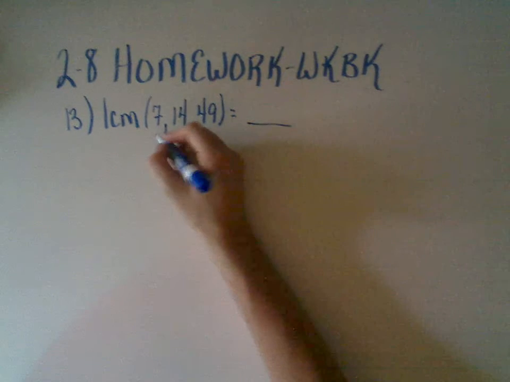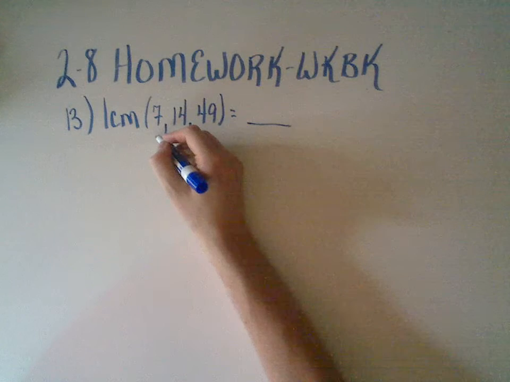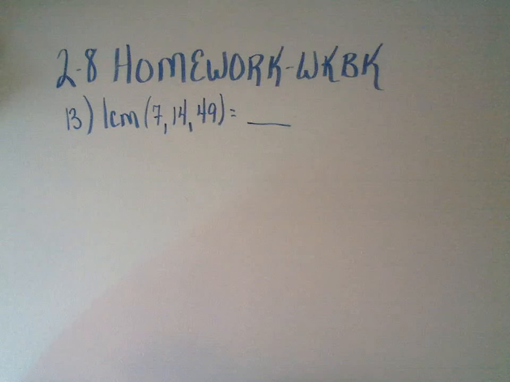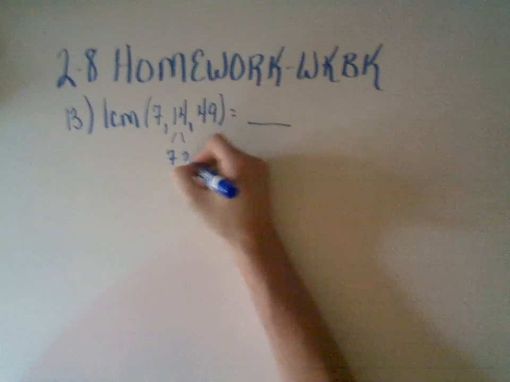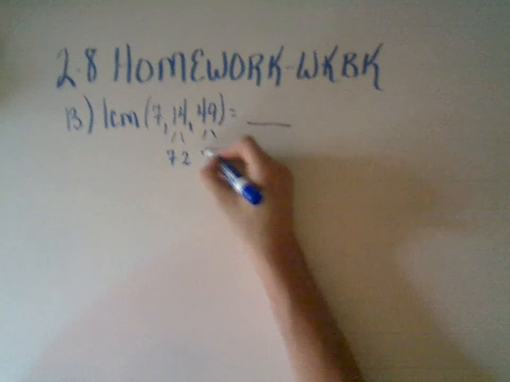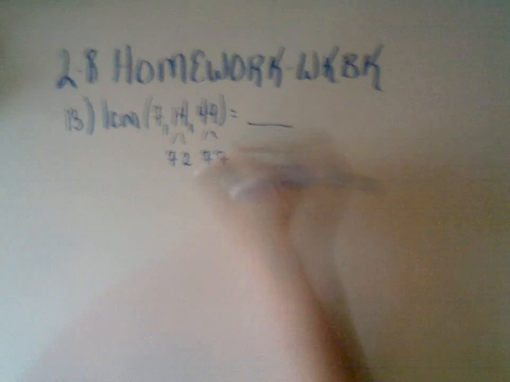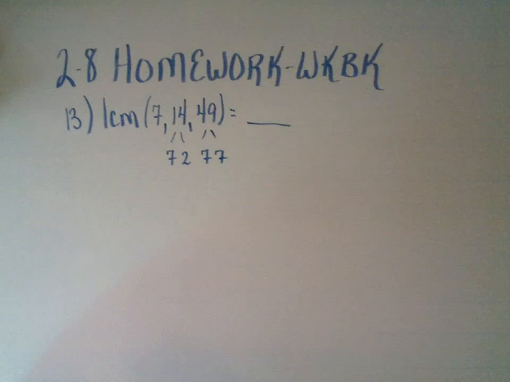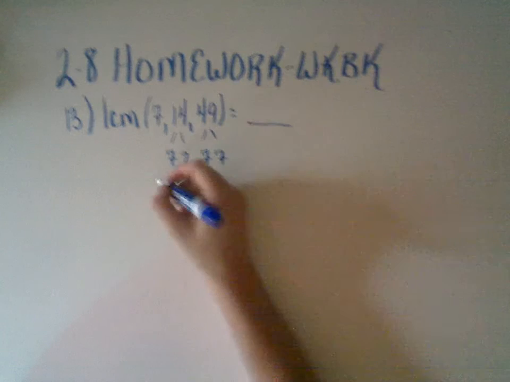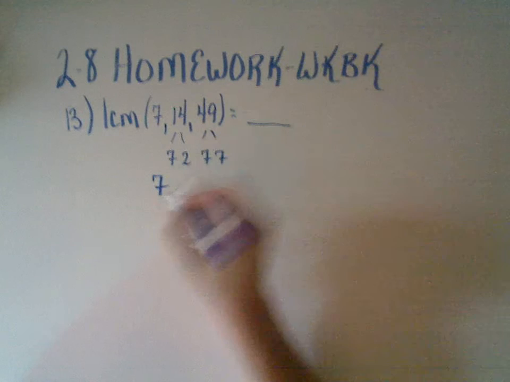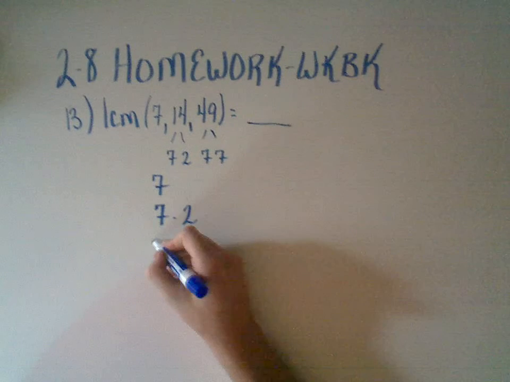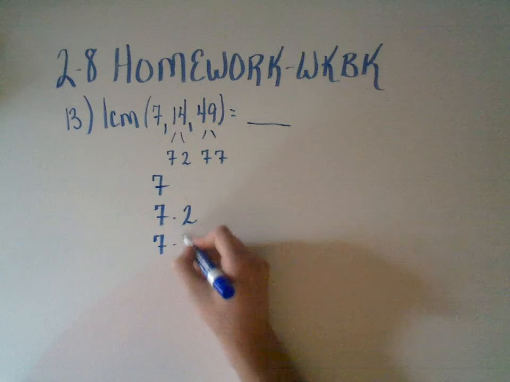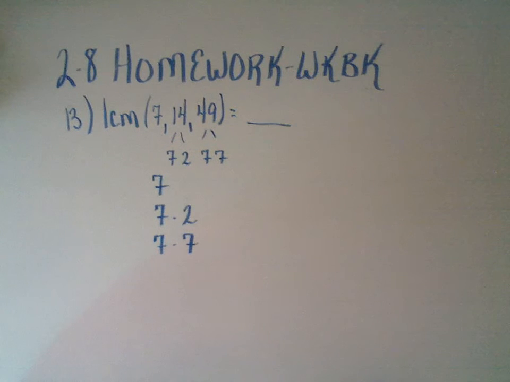And this is, again, one of those really easy ones because 7 is actually already a prime number, so it doesn't have a factor tree. 14 is 7 times 2, both of those are prime, and 49 is 7 times 7, and those are both prime, so that would be done. So as far as that step goes, actually really easy. 7 for 7, 7 times 2 for 14, and 7 times 7 for 49.